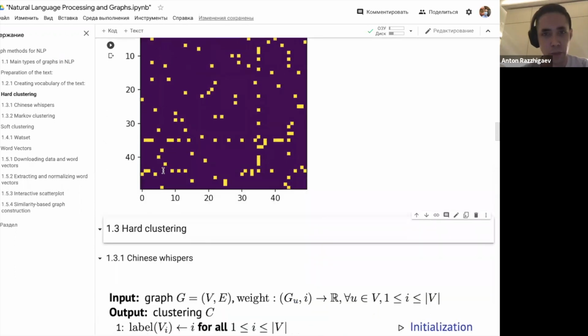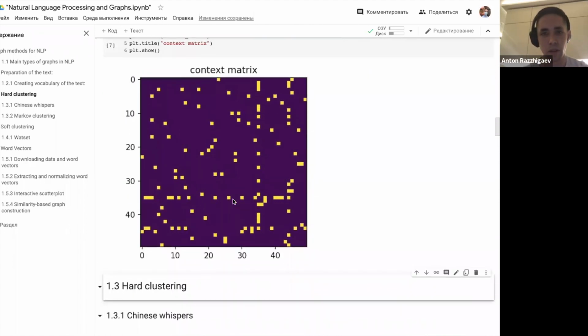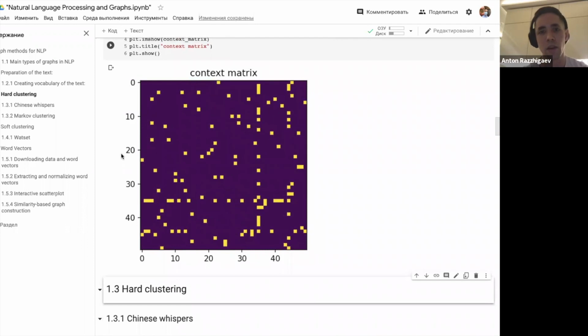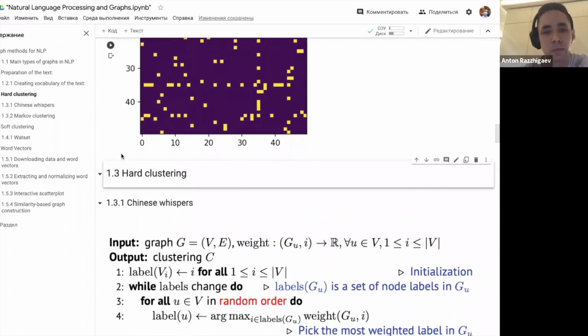We can plot such a matrix, and we can see that our words, these are indices of our words in our vocabulary, have some neighbors. Such matrices represent the structure of the co-occurrence graph. Now, when we have a context matrix or adjacency matrix, we can apply some graph algorithms.